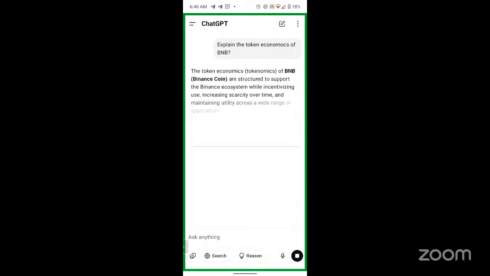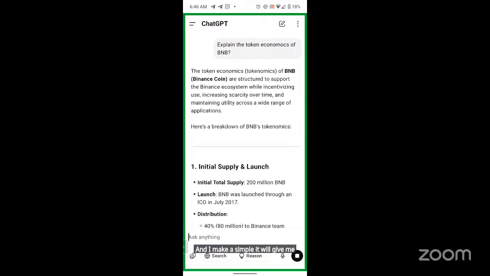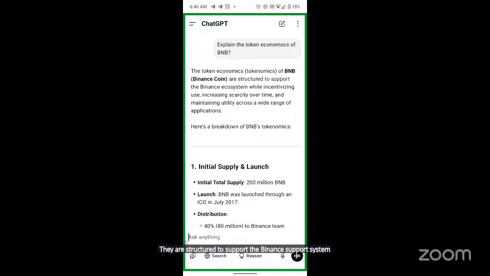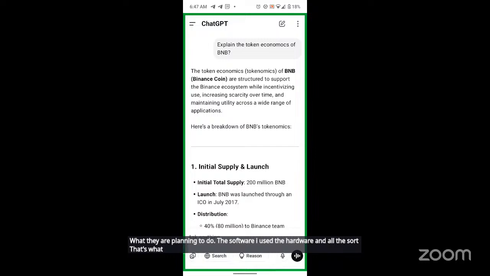I make it simple, and it will give me the token economics of BNB, Binance Coin. It has given the name BNB Binance Coin. They are structured to support the Binance ecosystem while incentivizing use, increasing scarcity over time, and maintaining utility across a wide range of applications. Something that is new here is the ecosystem. When we talk about the ecosystem, what triggers the coin, the community, what they are planning to do, the software used, the hardware, and all the sort. That's what we mean by the ecosystem, okay?